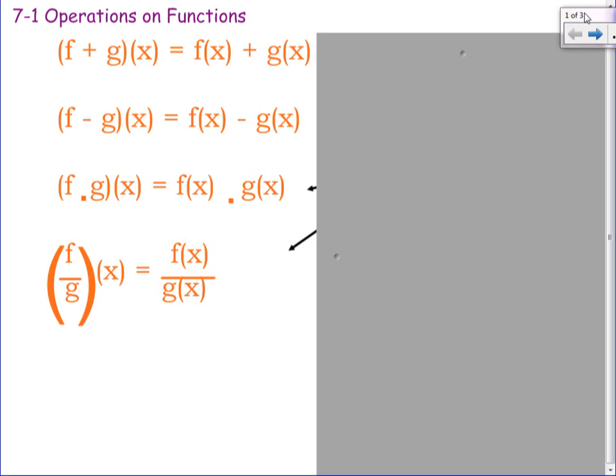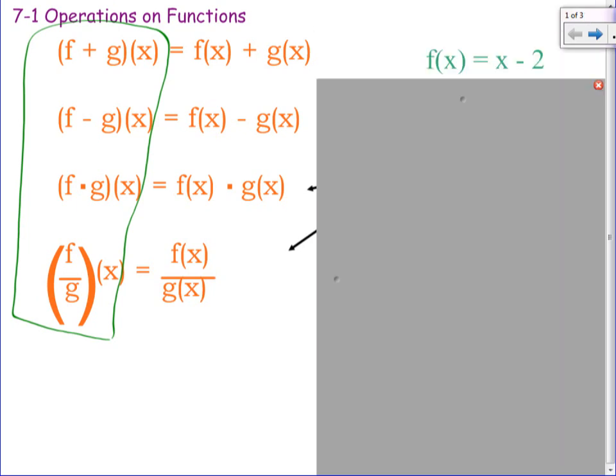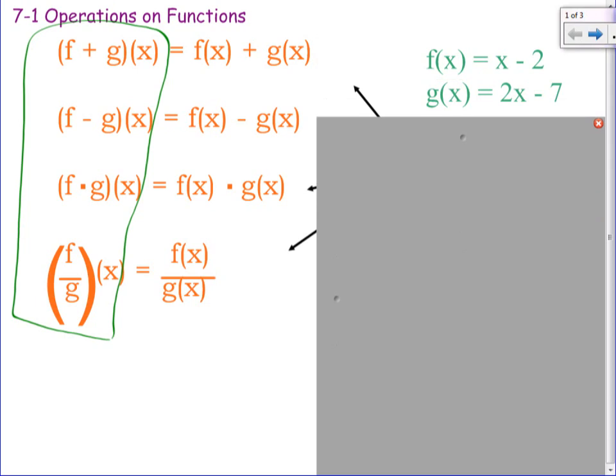If you see these right here on the left, this is how the book is going to write them. What they're asking you to do is to add, subtract, multiply, and divide each of the functions that they give you. So they'll give you two functions, f of x and g of x, and then they just want you to follow these directions.